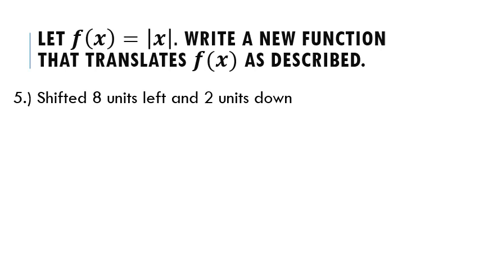All right. So now let's try if we're given the shifts, can we write the function? So it's giving us the parent function. So we're using absolute value of x. Okay. So we want to shift it 8 units to the left and 2 units down. So 8 units left would be a +8 in with the x. 2 units down would be a -2 on the outside, right? So 8 left, 2 down.